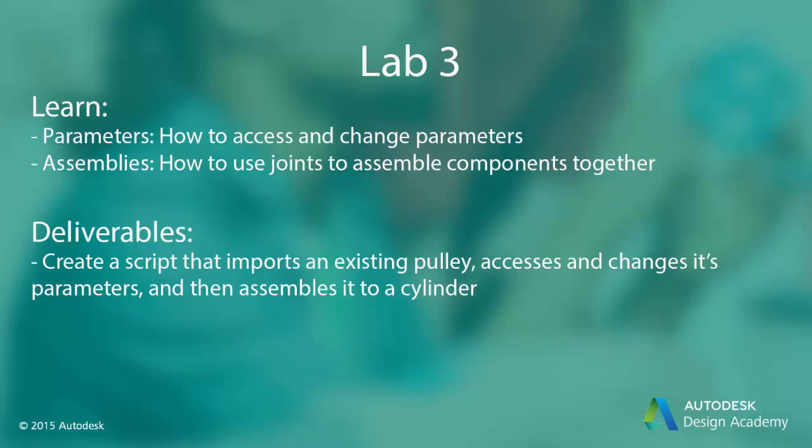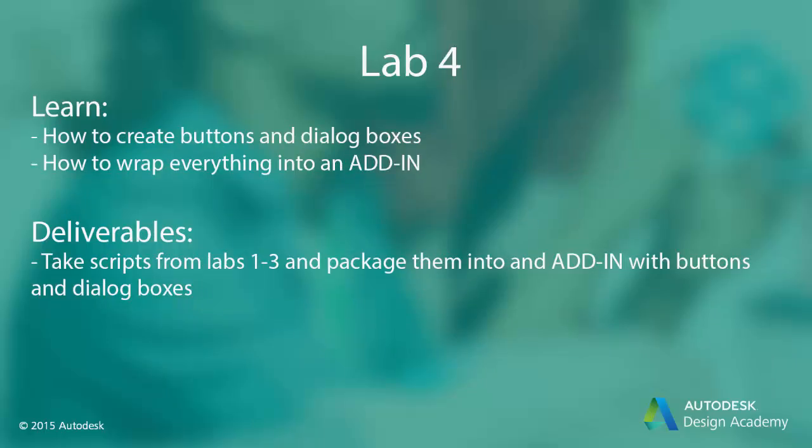For Lab 3, you're going to learn about parameters and assemblies. You're going to learn how to access and change the parameters, and then also use joints to create assemblies in Fusion 360. So the deliverable for Lab 3 is to take an existing pulley, change its parameters, and then assemble it to something. For the fourth and final lab, you're going to learn about buttons, dialog boxes, and add-ins.